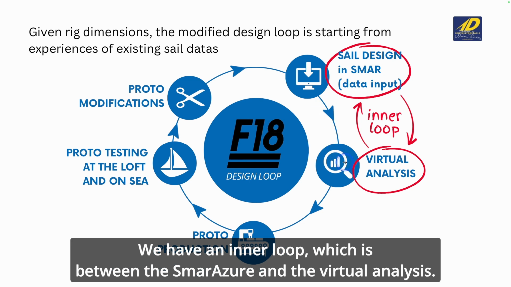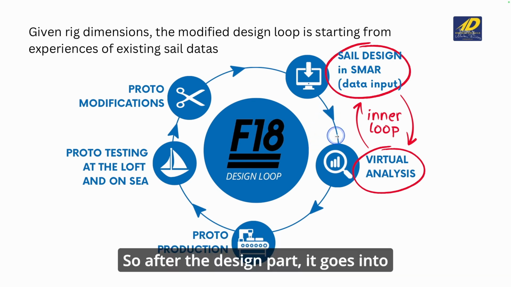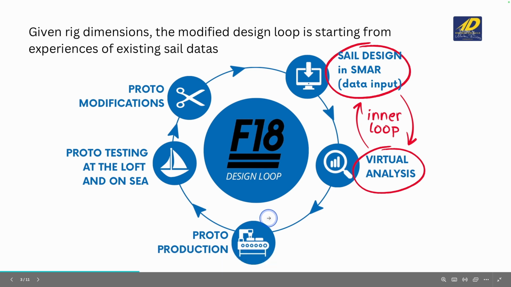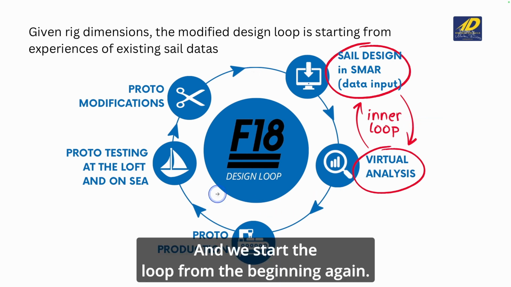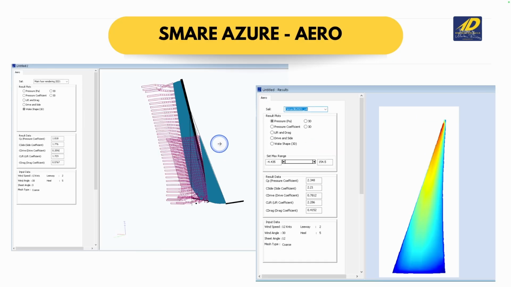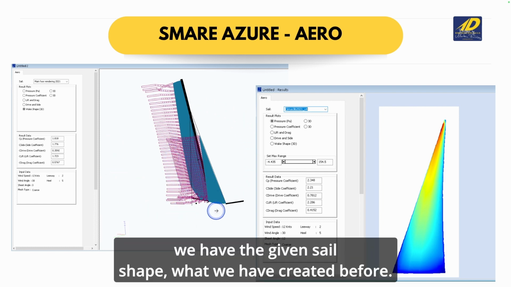We have an inner loop which is between the Smart Azure and the virtual analysis. And we have the outer loop which shows the whole process of the development. So after the design part, it goes into proto-production, proto-testing, proto-modification if needed, and we start the loop from the beginning again.